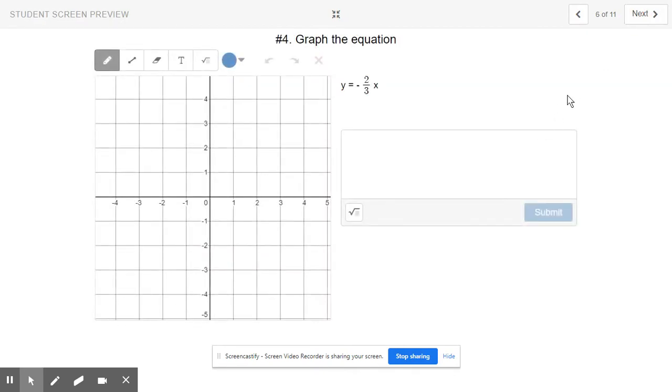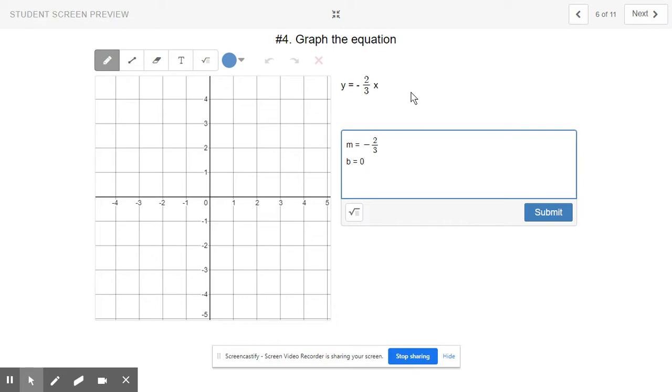All right, one more example here. Number 4, y = -2/3 x. In this case, my slope m, the number in front of x, is -2/3. And then the b, there's no number at the back there. If there's no number, remember this means it's crossing at 0.